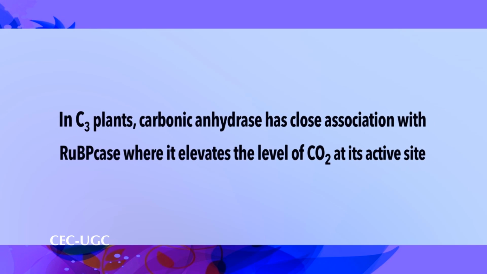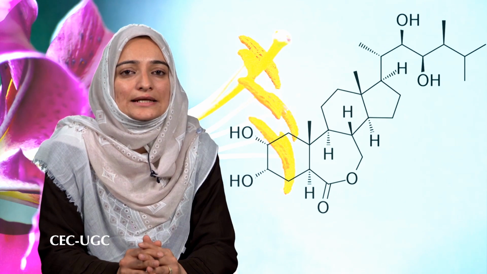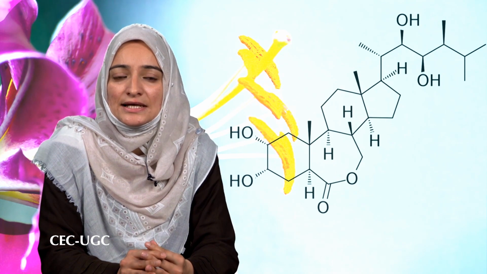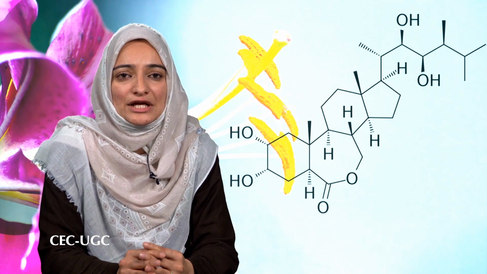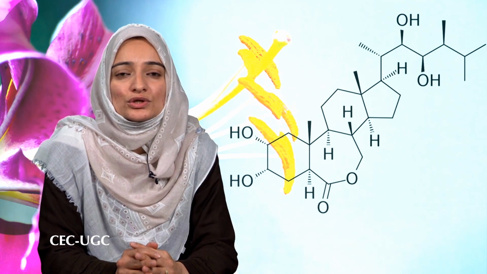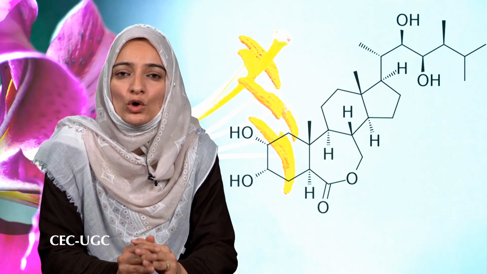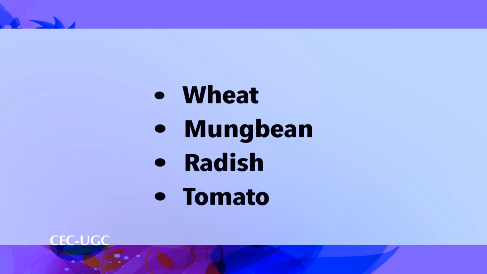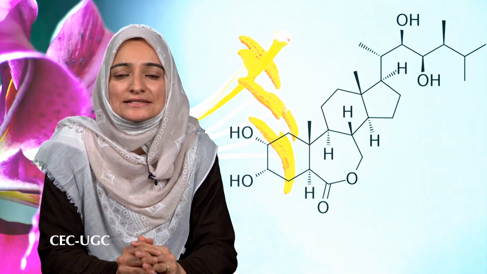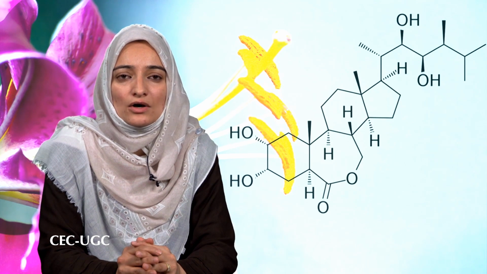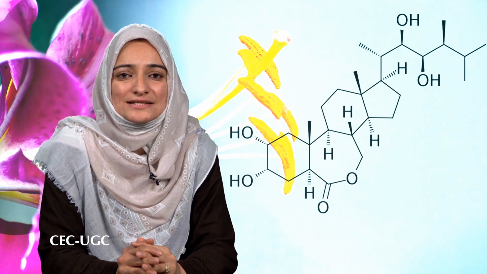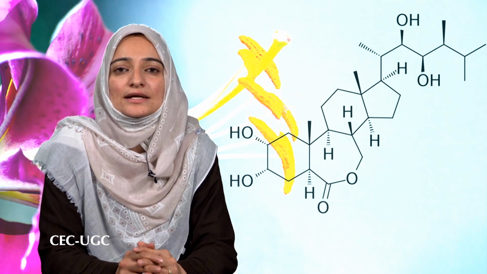In C3 plants, carbonic anhydrase has a close association with ribulose bisphosphate carboxylase, where it elevates the level of carbon dioxide at its active site. An increase in the activity of carbonic anhydrase in the leaves was attained by the application of 28-homobrassinolide to the shoot of Brassica juncea and through root dipping in tomato. Moreover, the seedlings of wheat, mung bean, radish and tomato raised from the grains treated with 28-homobrassinolide or 24-epibrassinolide possessed high carbonic anhydrase activity in their leaves.